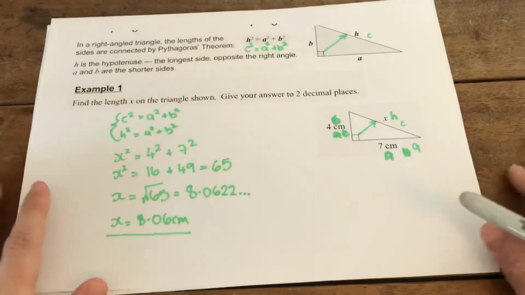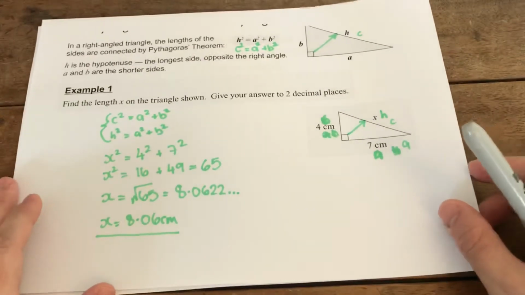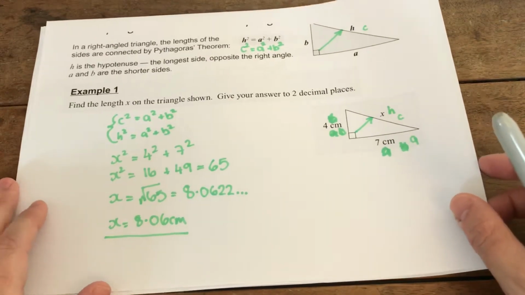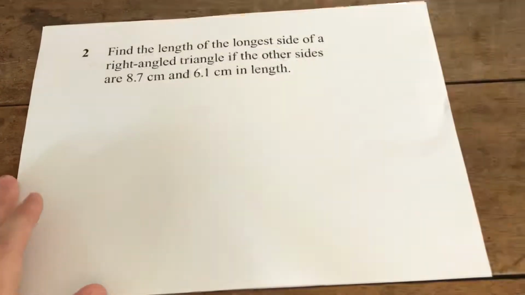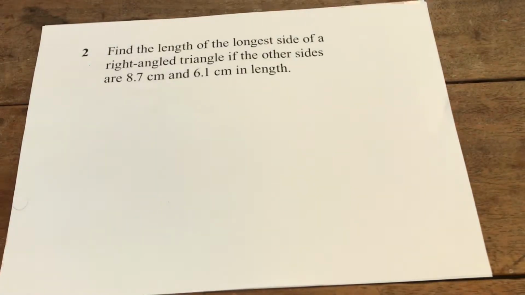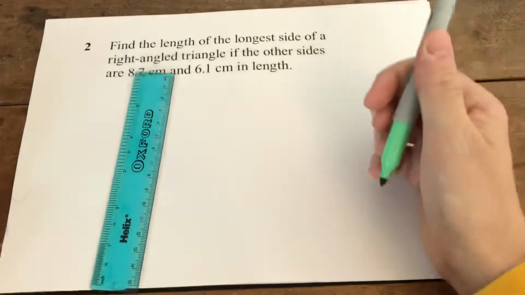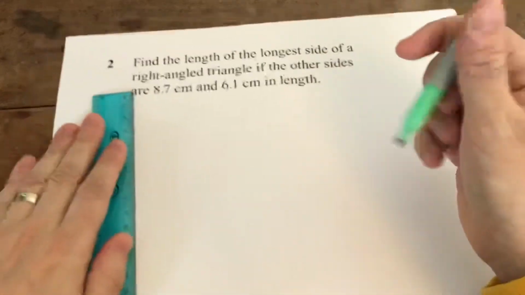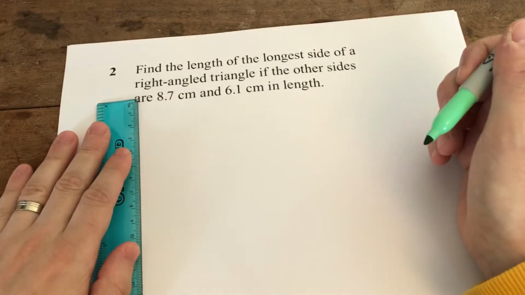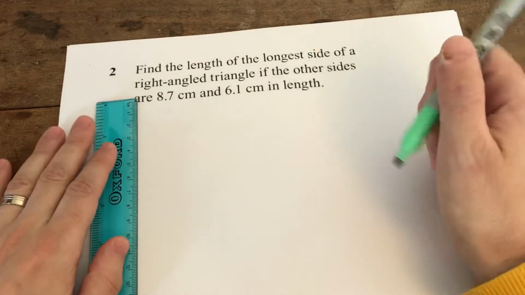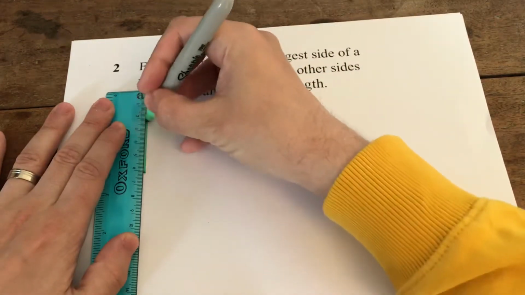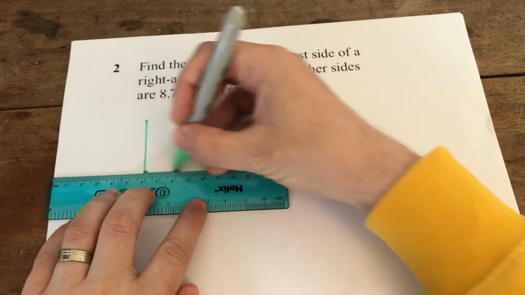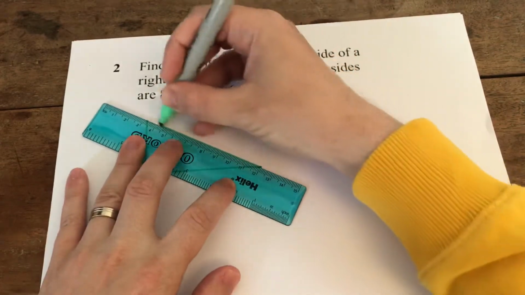Now, the problems that you have today are worded problems, and I'm going to work through two of those as examples to help you get started. On each of the questions where there isn't a diagram drawn, I would like you to draw yourself a diagram. So it says find the length of the longest side of the right angle triangle if the other two lengths are 8.7 and 6.1 in length. So sketch yourself a right angle triangle and then label the sides.